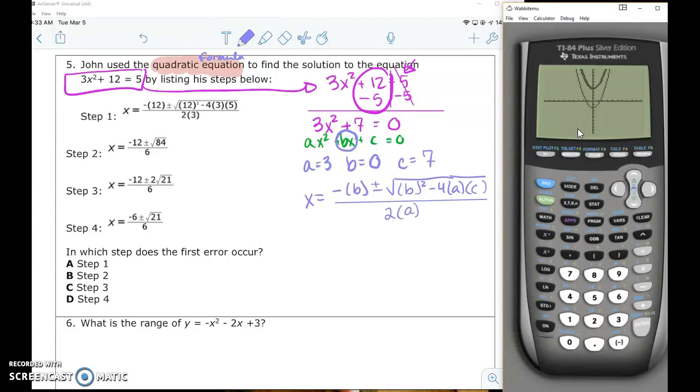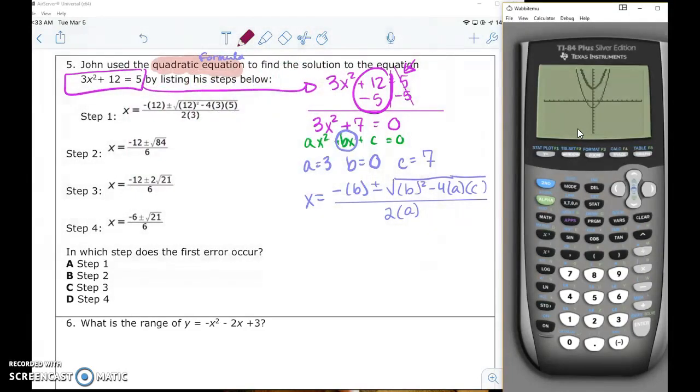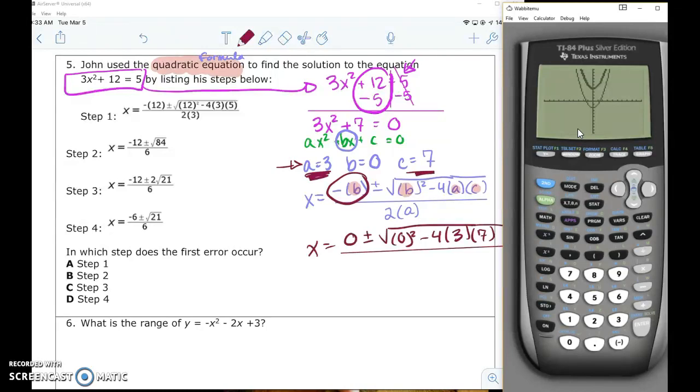When we use the quadratic formula, all we have to do is take our values for a, b, and c and plug them in to our equation. We know that b is 0. So at the beginning, I would have 0 plus or minus the square root of b squared minus 4 times a is 3, times c, so times 7, all divided by 2 times our a value.